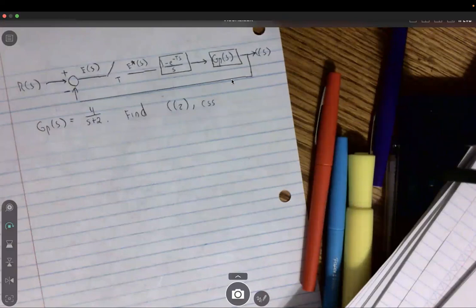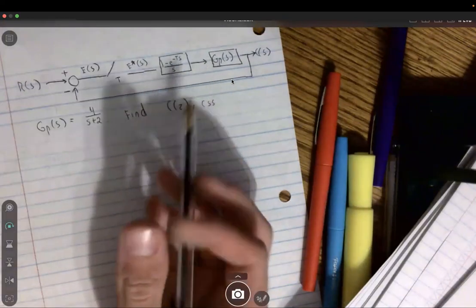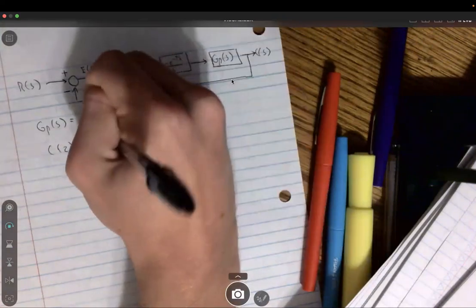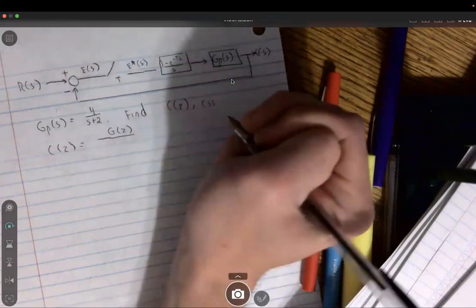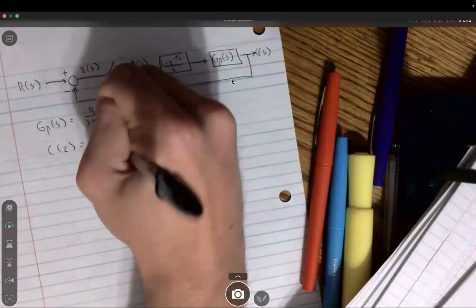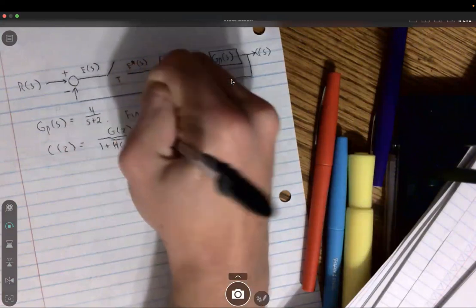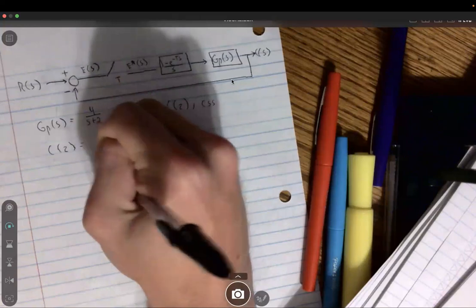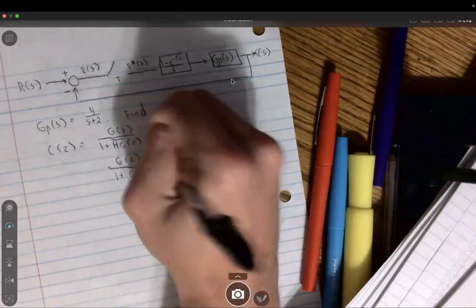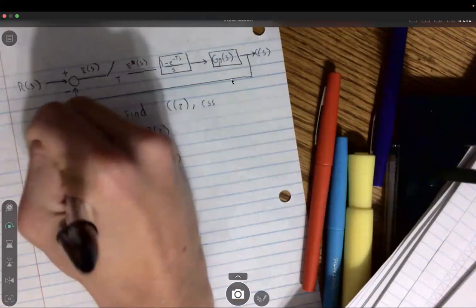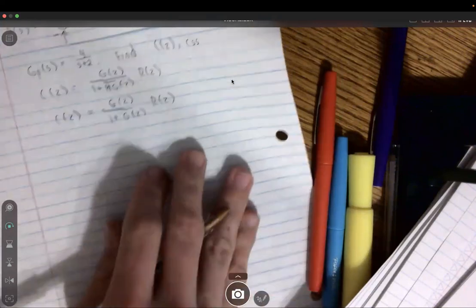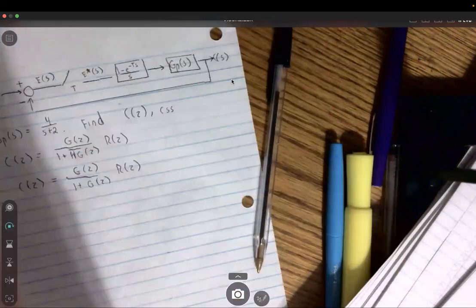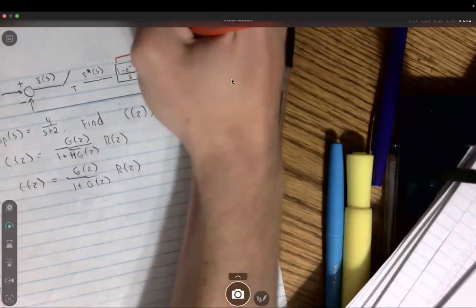If you remember for this type of system, because it's a closed loop transfer function, our C of Z is just equal to G of Z all over 1 plus HG of Z, multiplied by R of Z. But our H is 1, so it's just G of Z all over 1 plus G of Z, times R of Z. And what we're going to get for our output here is in terms of what we have; this is what your G of Z is.